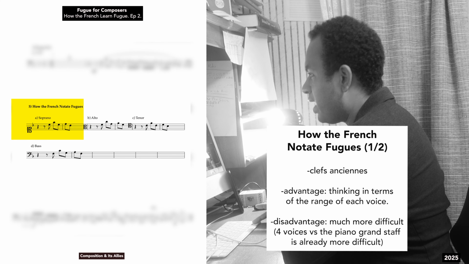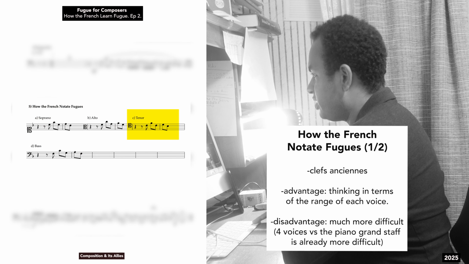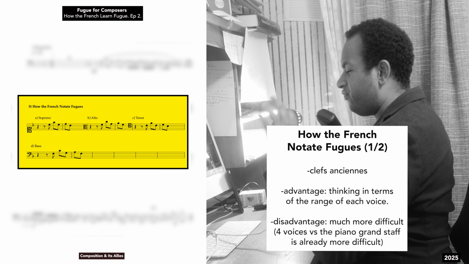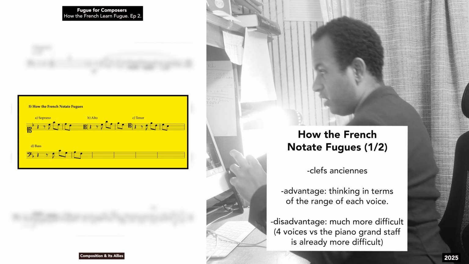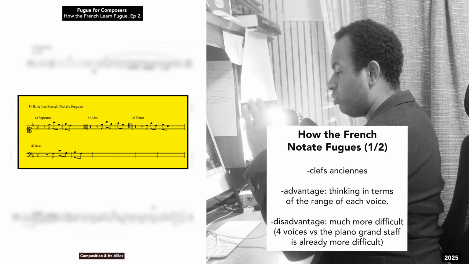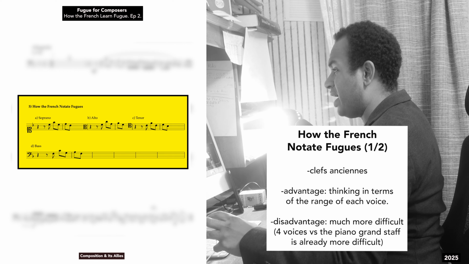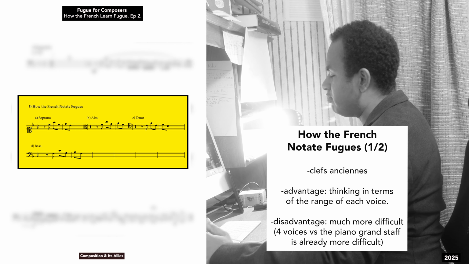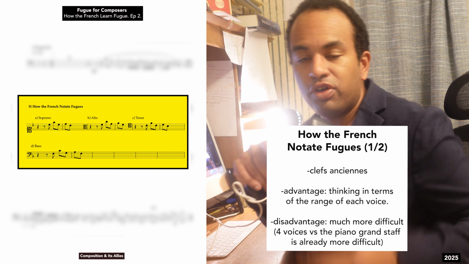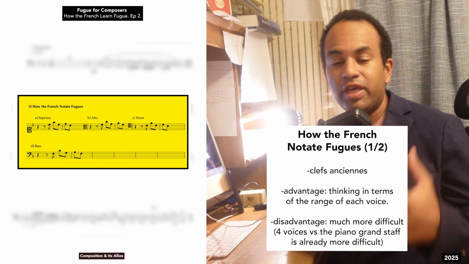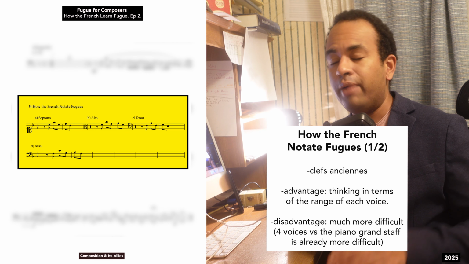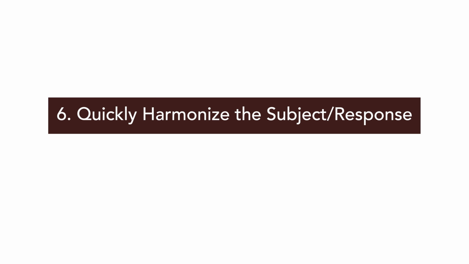So you'll see we have the soprano clef, we have the alto clef, we have the tenor clef, and then of course we know the bass. So the advantage of this is that you're going to think in terms of the roles of those voices. Also, it can really help you to see if you're within range. But one of the disadvantages is that it's just more difficult because most of us are just not fluent with these clefs. The French fugue thinking process is so new to a lot of us from an English-speaking audience that I'm trying to keep it rather simple for now.